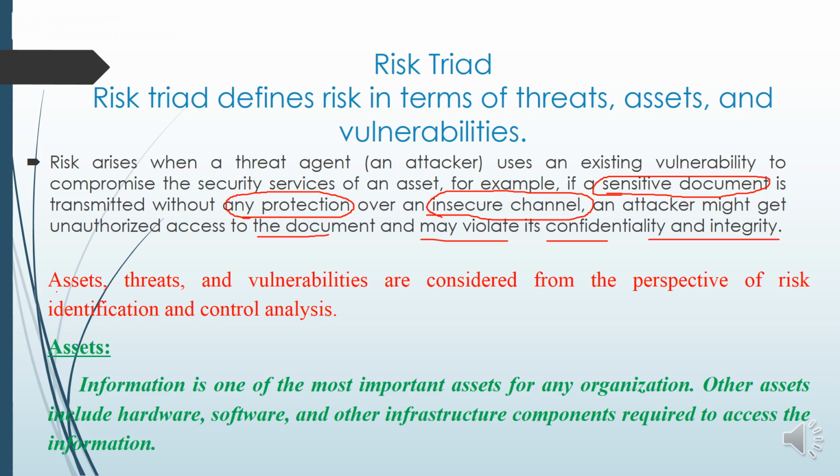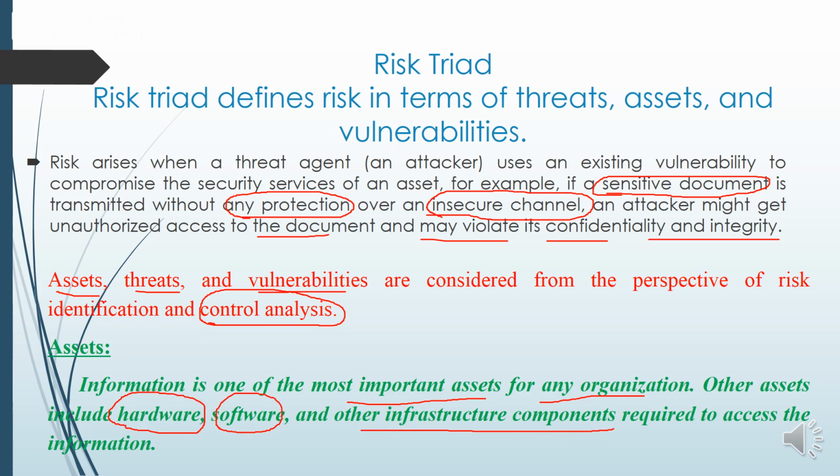So next we can consider assets, threats, and vulnerability from the perspective of risk identification and control analysis. So first we'll consider assets. Information is one of the most important assets for any organization. Other assets may be its hardware components, related software, and the other infrastructure components required to access the information.